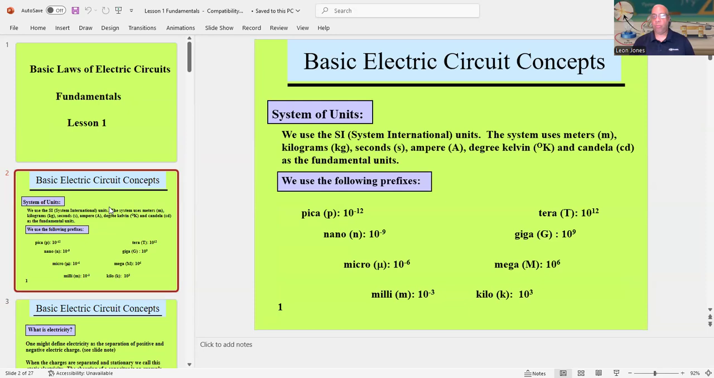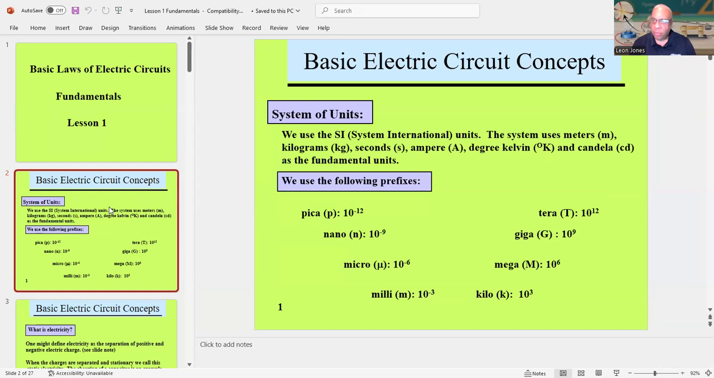Also, when it comes to circuits, we use prefixes. The prefixes are in scientific notation. They go from smallest to largest. Now we have pico, which is 10 to the negative 12. Then we have nano, 10 to the negative ninth. Micro is 10 to the negative 6. Milli is 10 to the negative 3.